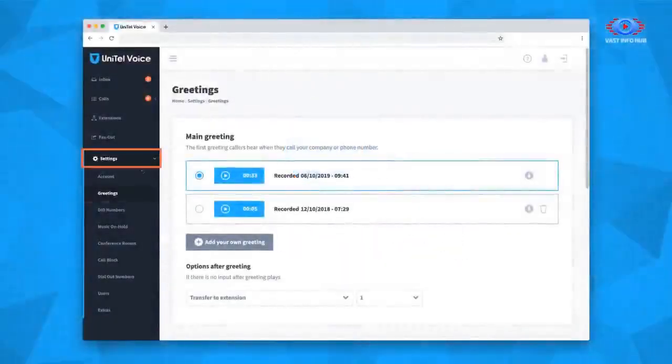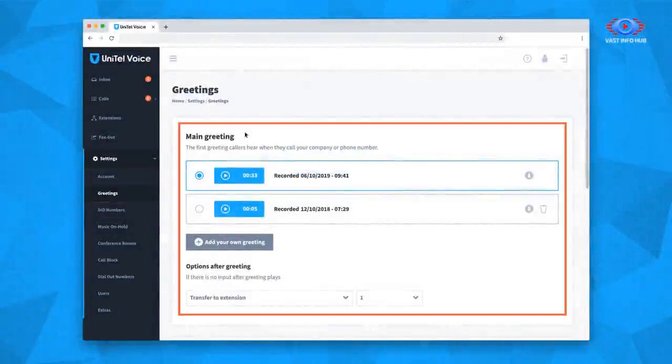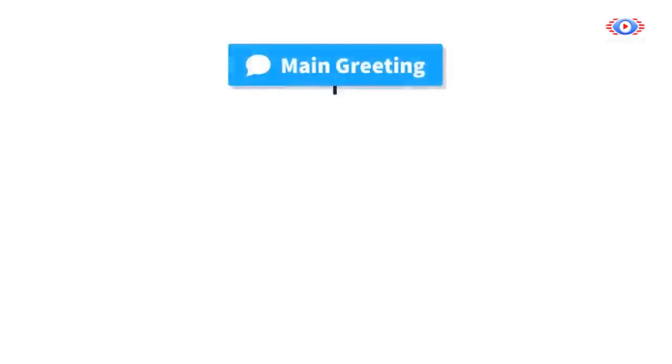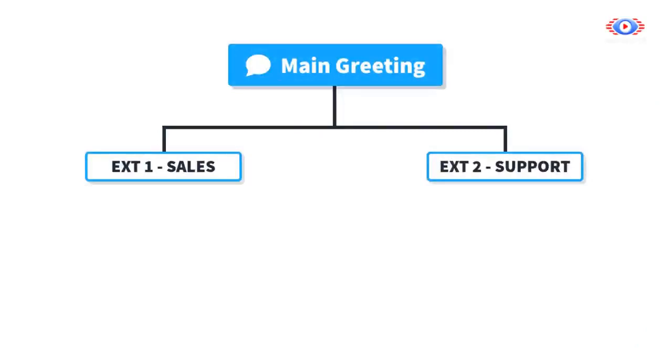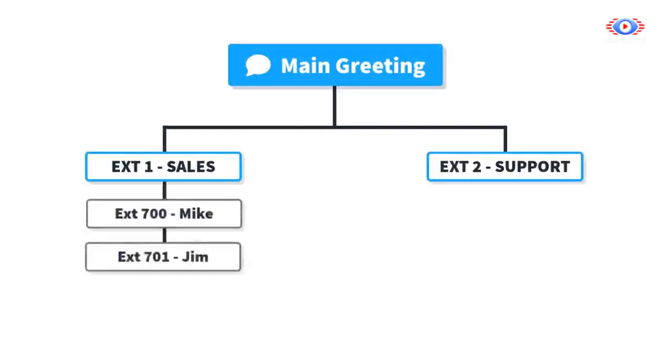Navigate to Settings and Greetings. Here, you can manage your main greeting. Remember, your main greeting is the recording your customers hear when they first call your business. So before you record your main greeting, think about what dial options you want to include. Here's an example. ABC Company has 2 departments, sales and support. And they have 3 employees, Mike, Jim, and Susan.